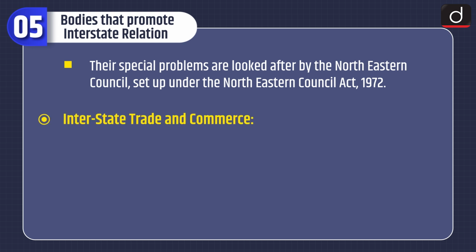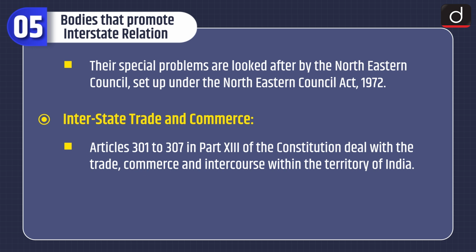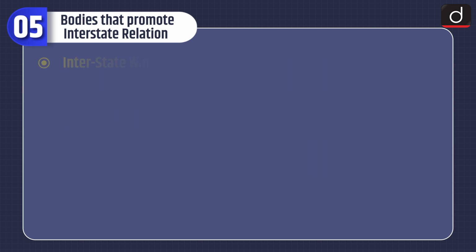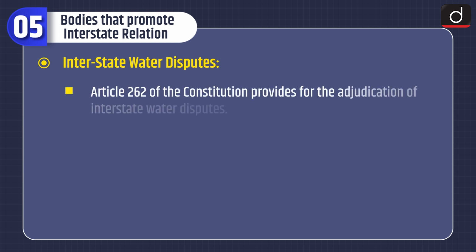Third is interstate trade and commerce. Articles 301 to 307 in Part 13 of the Constitution deal with the trade, commerce and intercourse within the territory of India. Interstate water disputes. Article 262 of the Constitution provides for the adjudication of interstate water disputes.